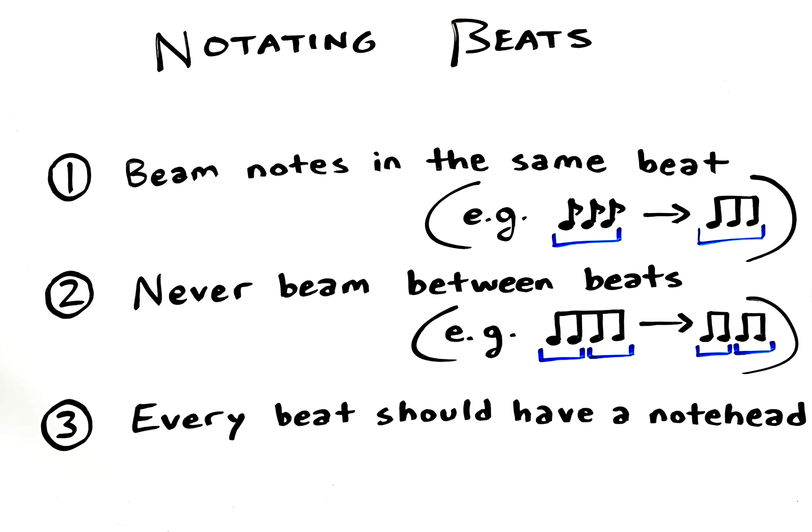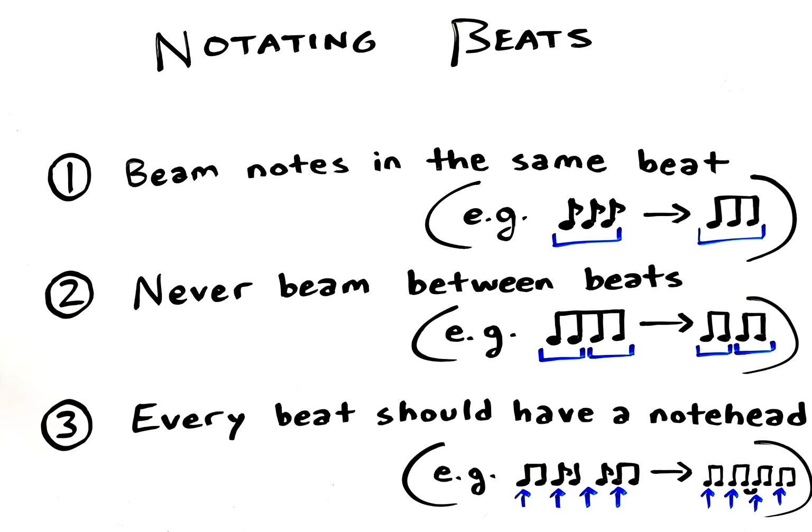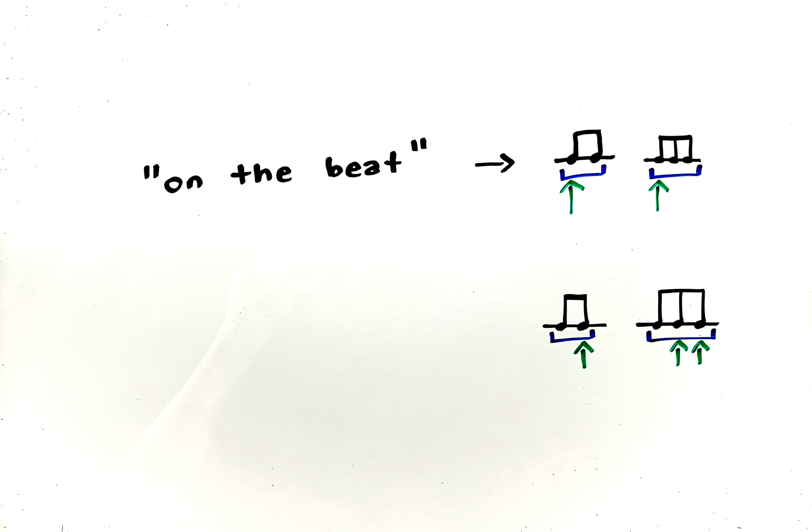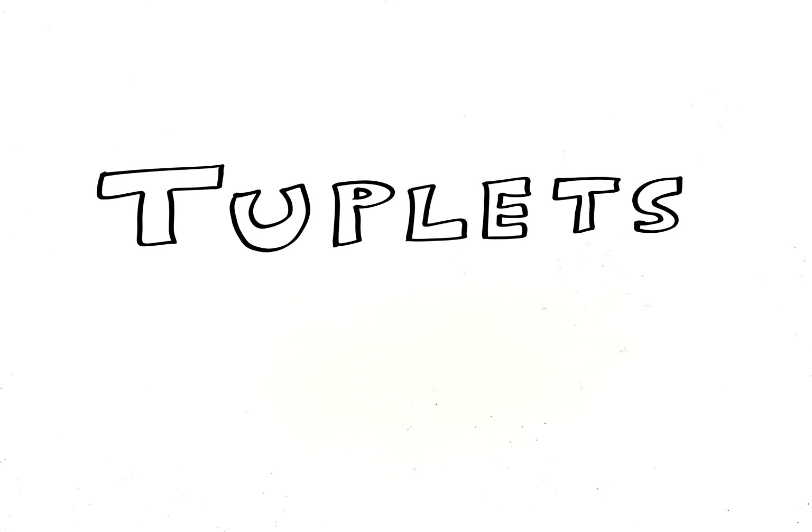Guideline 3. Every beat should have a note head on it. In other words, in a 4/4 measure, you shouldn't have a blank spot on beat 3, like this. It's better to use a tied note, like this, so that there will be a note head on the beat. A note head is on the beat when it is at the beginning of the beat. A note head that is within the beat, but not at the beginning of the beat, is considered off the beat.